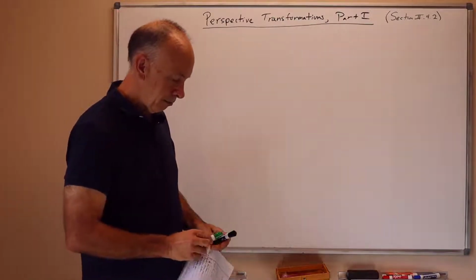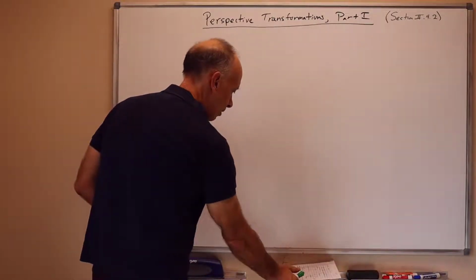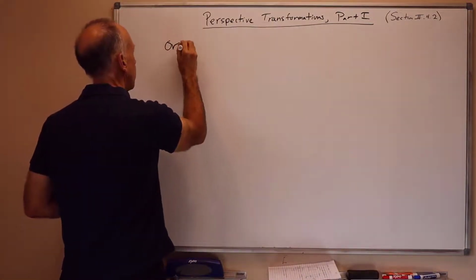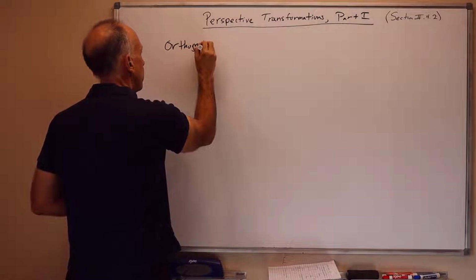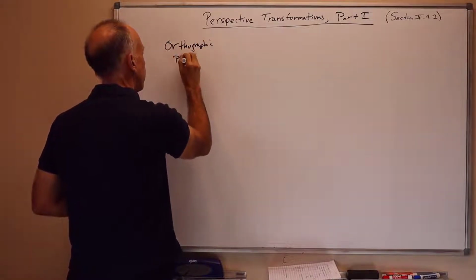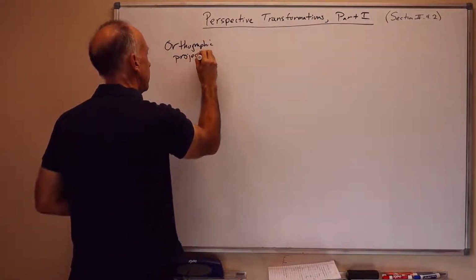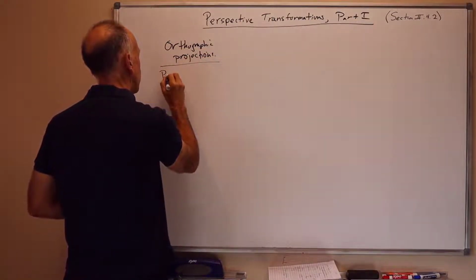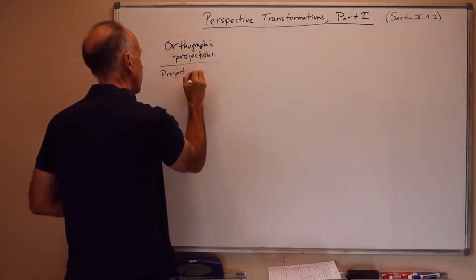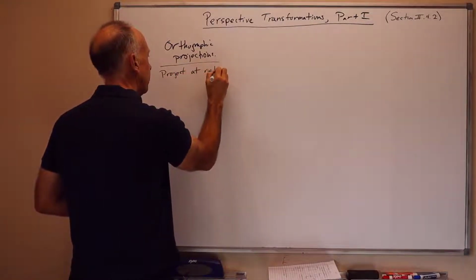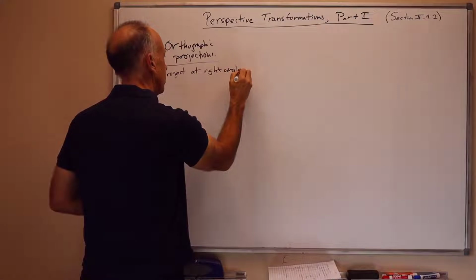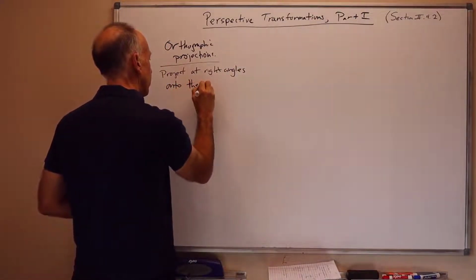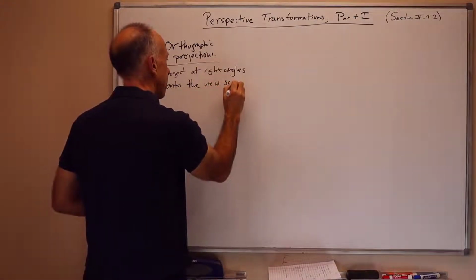So let me recall a couple things here. We had orthographic projections, which we already covered in the last presentation, and these basically project at right angles onto the view screen. And this meant that there was no perspective, and the size of an object did not depend on its distance from the viewer. So let's draw a picture of what I mean by this.